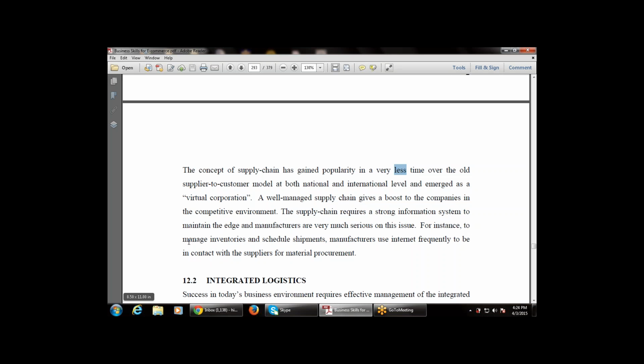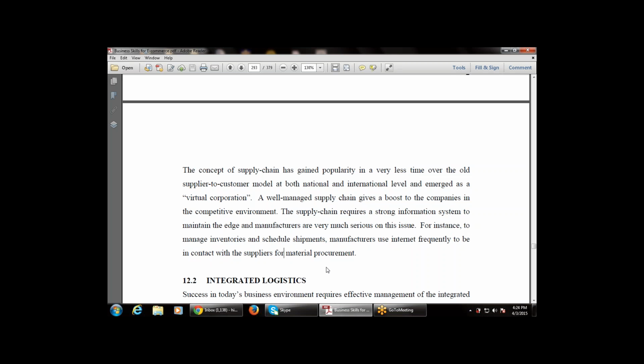For example, to manage the inventories and schedule shipments, manufacturers use the internet frequently to be in contact with the supplier for material procurement. So manufacturers have to be in contact with the suppliers with the use of IT, with the use of the internet.